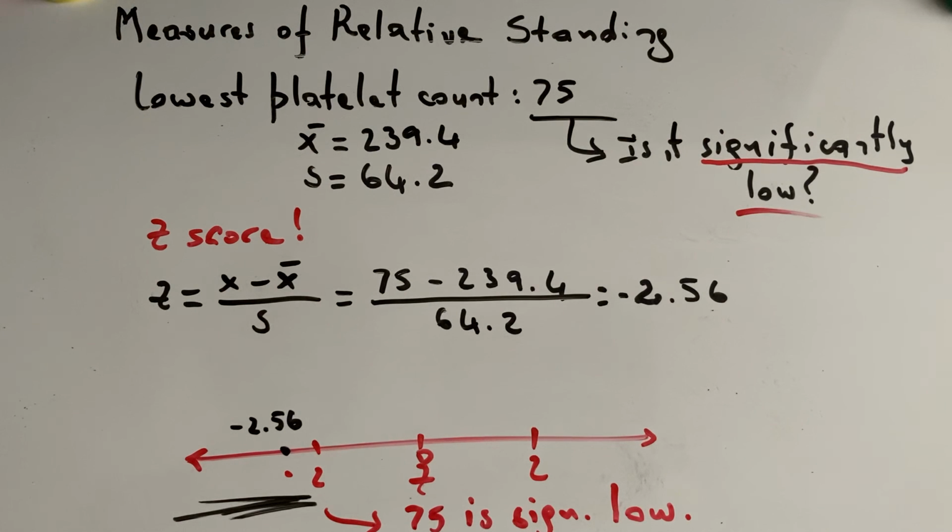As you can see, this is what you do. You check the z-score and you can tell whether something is significantly low, significantly high, or not significant. Again, this is a measure of relative standing. That's why it's very important, because it tells you about the position of that value. Thank you.